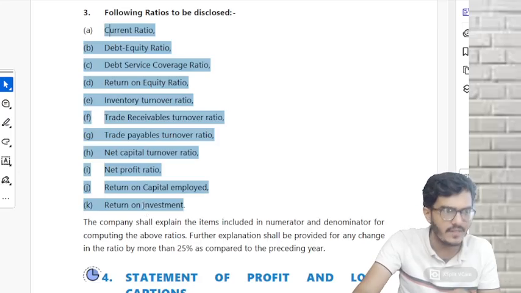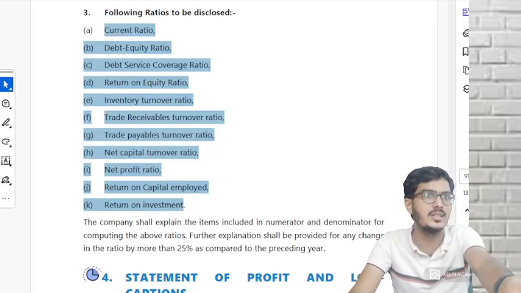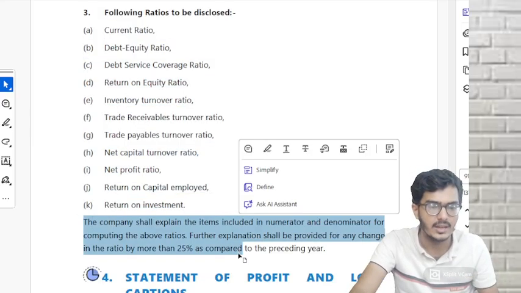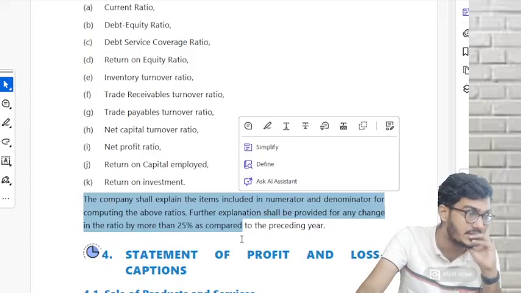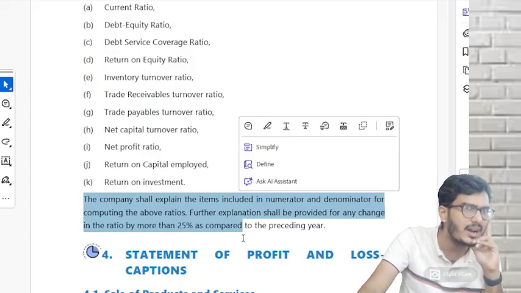Literally write these ratios. No need to mark, you already know these ratios. Write these ratios, write this 3 line. Done. 5 marks they are giving it. In the September attempt they asked this. Question number 1, compulsory, they asked this. Question number 2 they asked it.